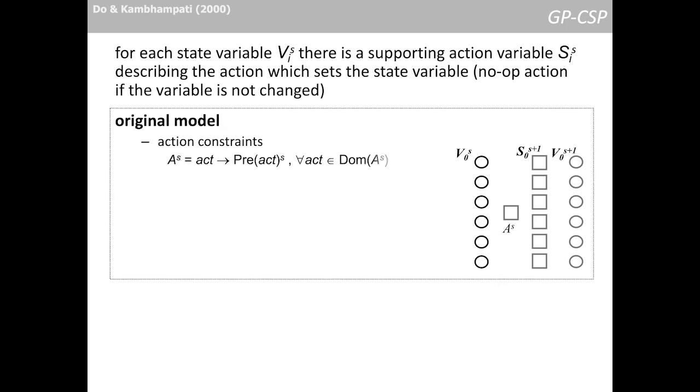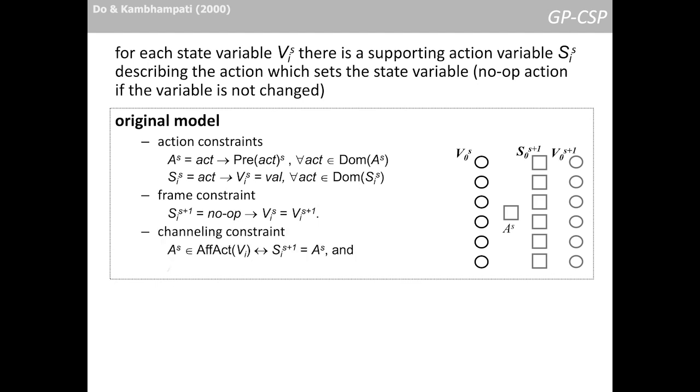Now, how can we encode the constraints? If an action has some preconditions, we specify them like before. About the supporting actions, if the supporting action is setting a specific value of that variable, we set that specific value of that variable. We also use the frame constraint, which is very simple. If the supporting action is a no-op action, then the value of the state variable will be equal to the previous state. And we also need to channel the information between the action variable and the supporting action variables, which can be done this way. If an action is changing a given state variable, then the supporting action should be the action selected in that step. If it's not affecting that variable, then the supporting action will be the no-op action.